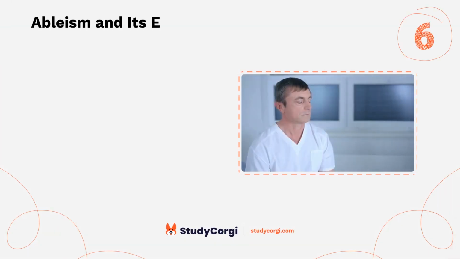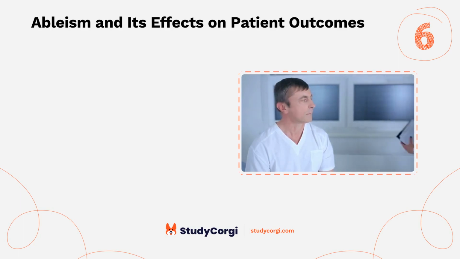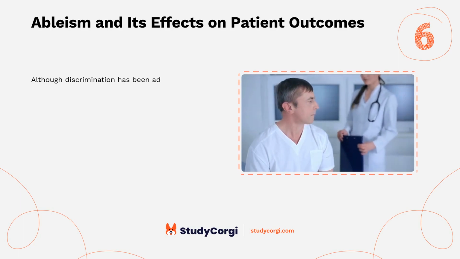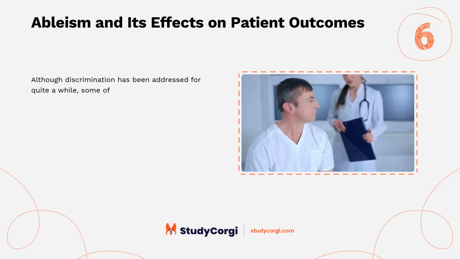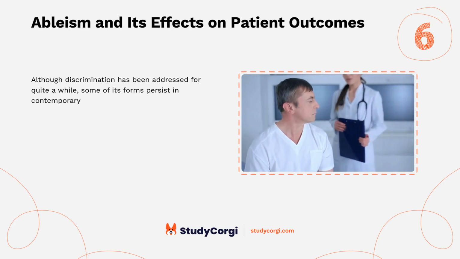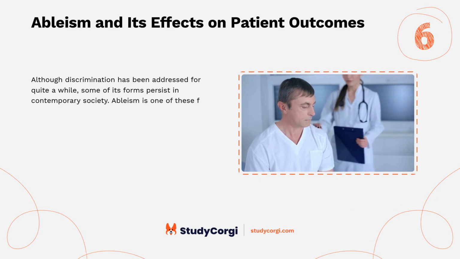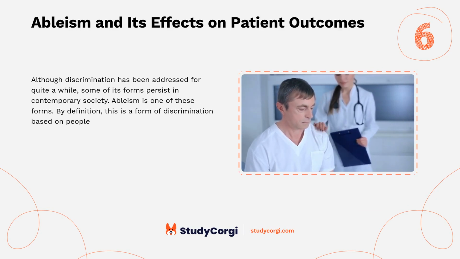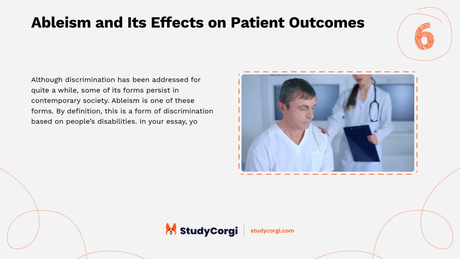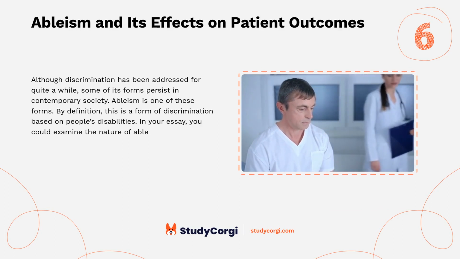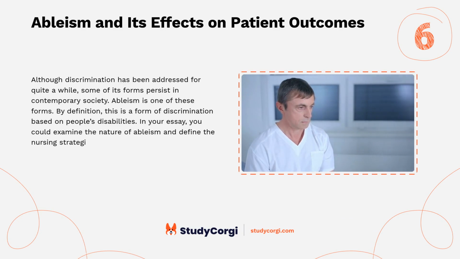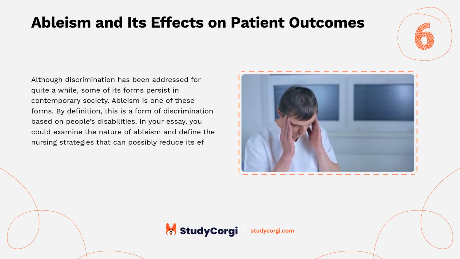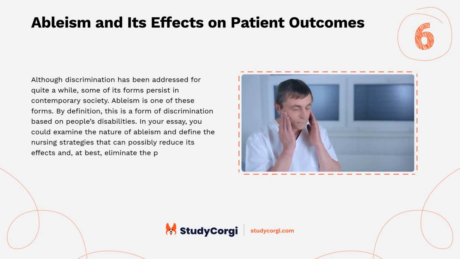Ableism and its effects on patient outcomes. Although discrimination has been addressed for quite a while, some of its forms persist in contemporary society. Ableism is one of these forms. By definition, this is a form of discrimination based on people's disabilities. In your essay, you could examine the nature of ableism and define the nursing strategies that can possibly reduce its effects and, at best, eliminate the phenomenon completely.